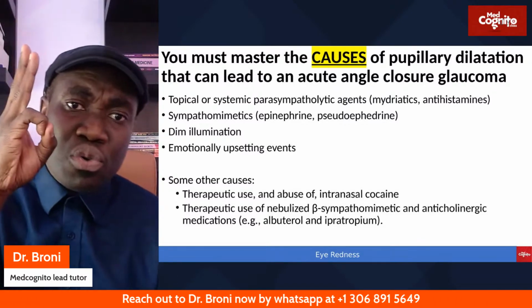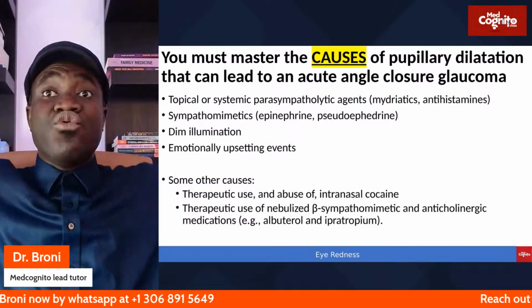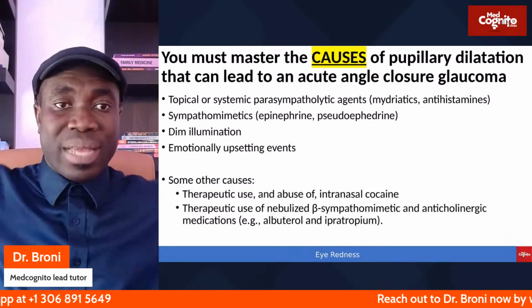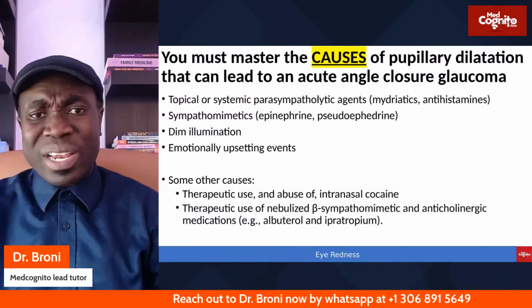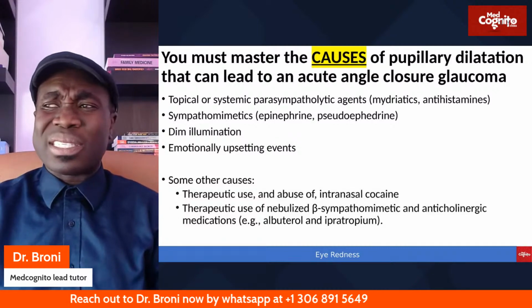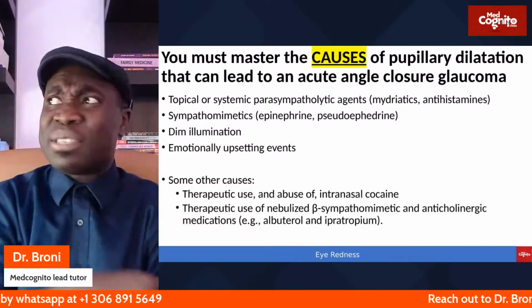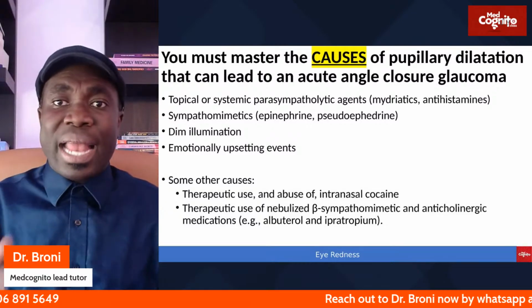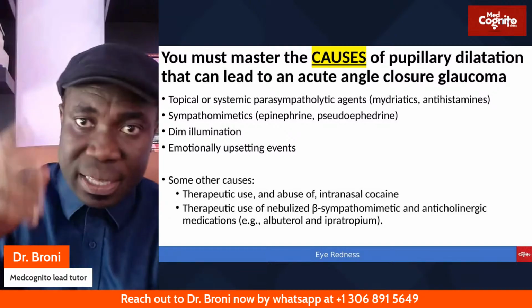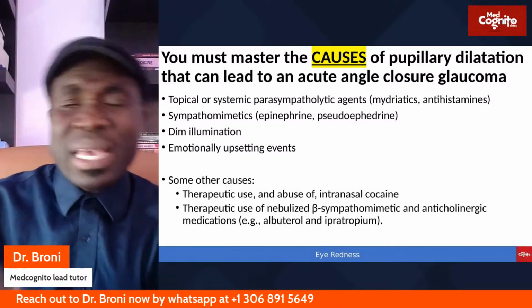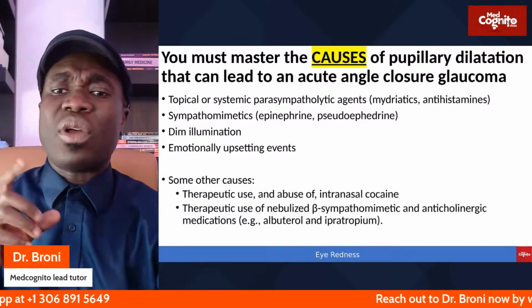Number 3, another clue which should lead you to think about acute angle closure glaucoma is a dim room. One place you have to really think about is that patient who was at the movie theater. You know that the movie theater is very dark, right? And maybe at times before the movie starts, there's a problem. So, a dim room.